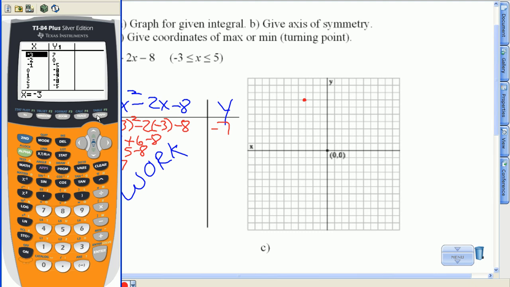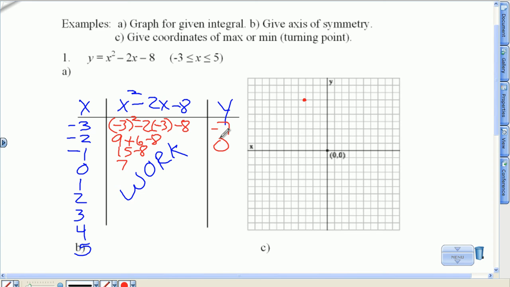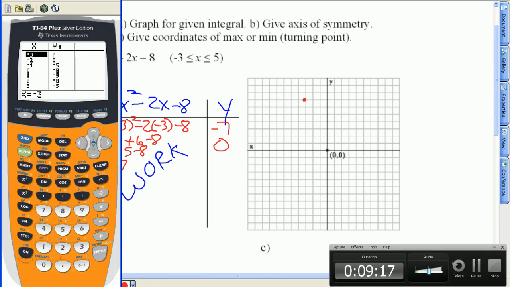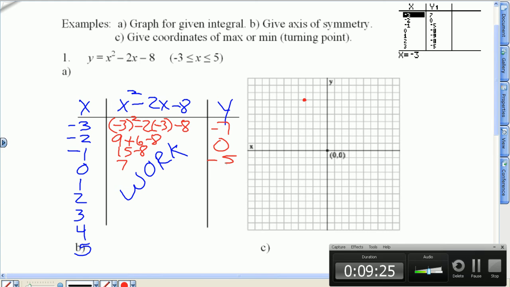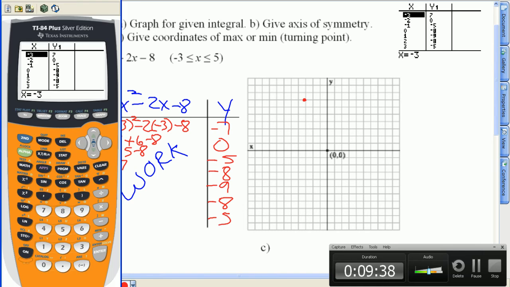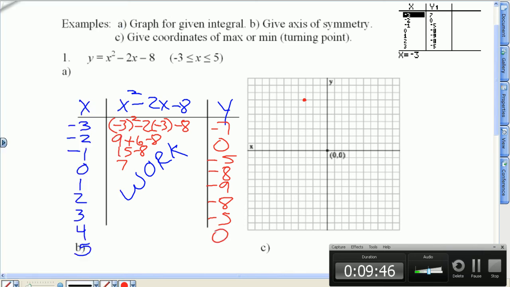All right, so let's see. -3, 7, -2, 0. I can actually pull this over here so I don't have to keep going back and forth. -1, -5, 0, -8, 1, -9. And then you'll notice there's symmetry in the table. We have -8, -5. If I come back in here and scroll down a little bit, you can just hit down arrow to scroll down. 4, 0, and 5, 7.